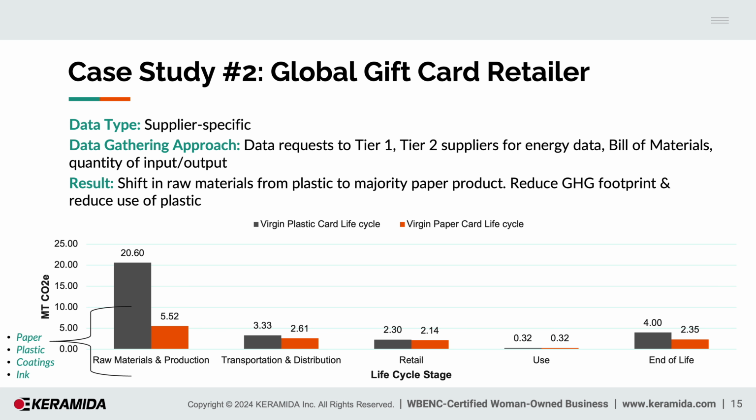So with this approach, the data requests that went out were to their Tier 1 and a few of their Tier 2 suppliers actually in North America. That was the boundary that the study decided to focus on, to gather the suppliers' energy data, the bill of materials, so all of the extra materials that those Tier 1 suppliers had to outsource, the quantity of the materials that they brought into their sites, and then the output of the product once it was completed.